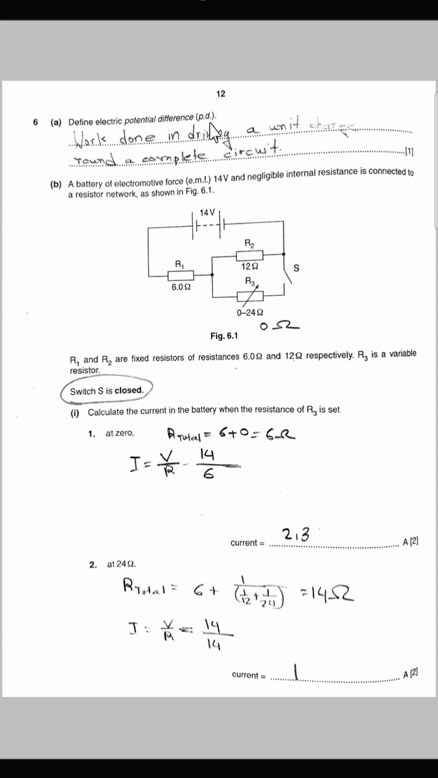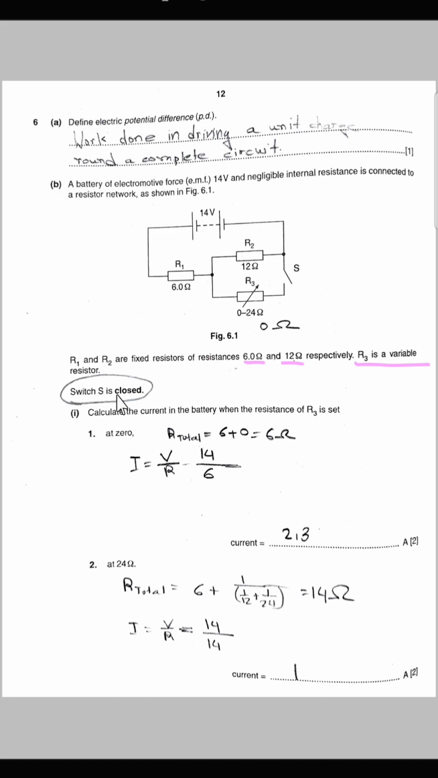Define electric potential difference. Electric potential difference is the work done in moving a unit charge around a circuit. A battery of EMF 14 volts and negligible internal resistance is connected to a resistor network as shown in figure 6.1. R1 and R2 are fixed resistors of resistance 6 ohm and 12 ohm respectively, and R3 is a variable resistor.